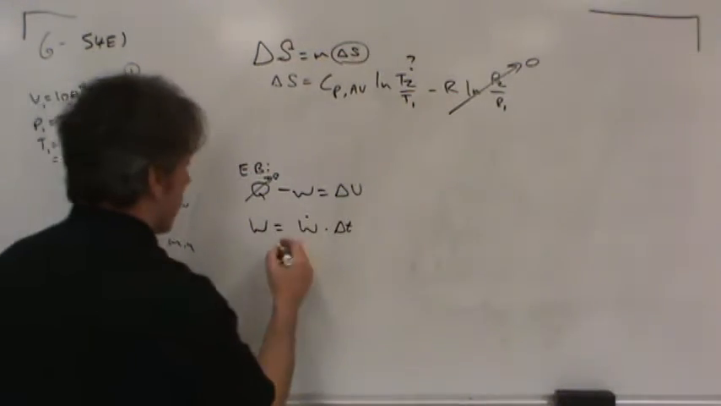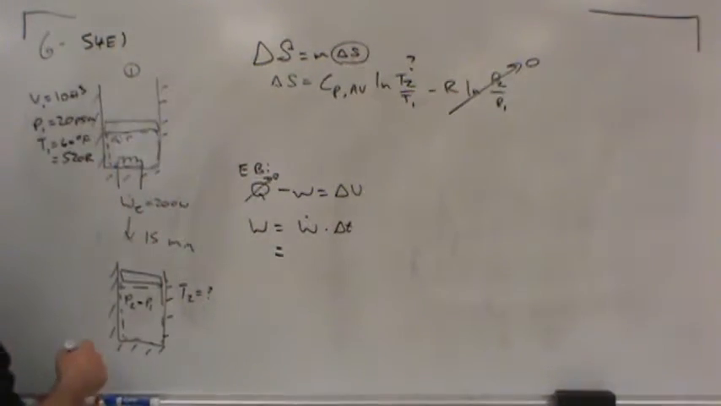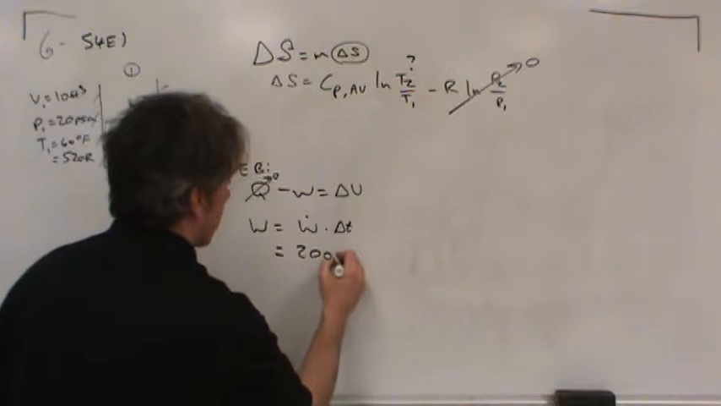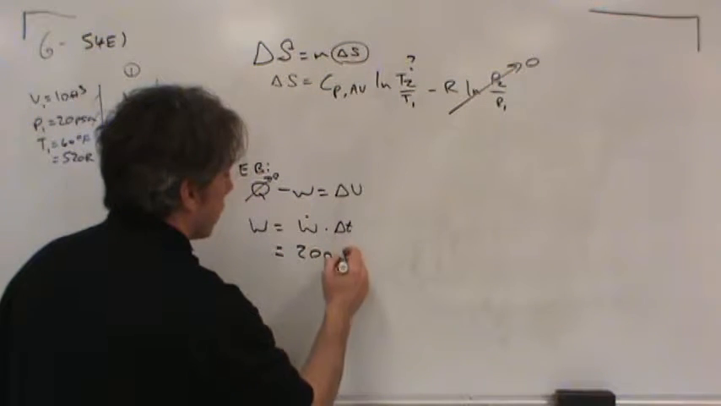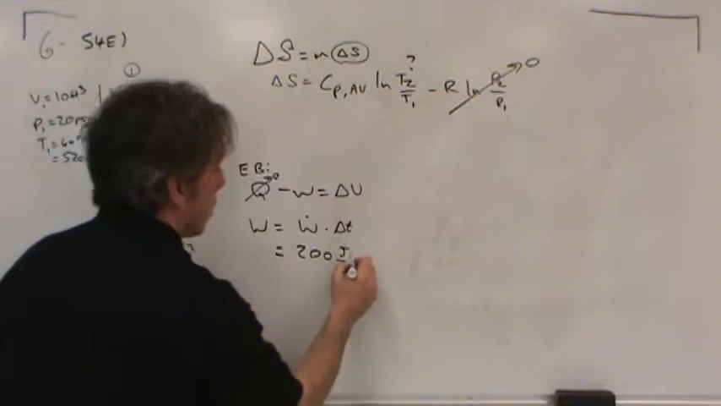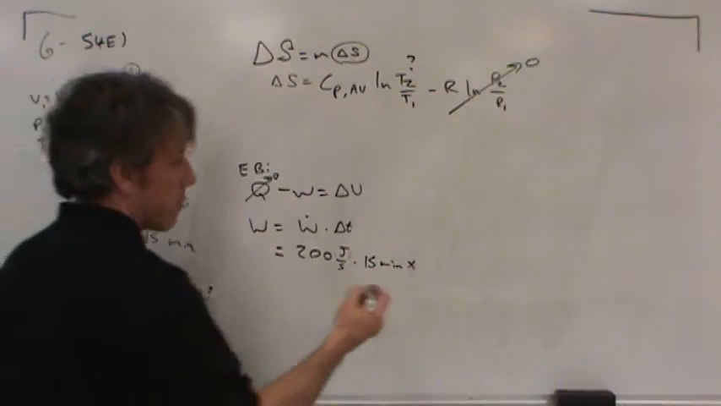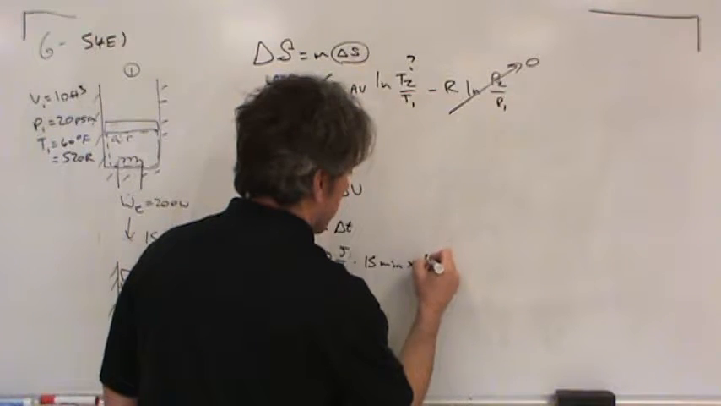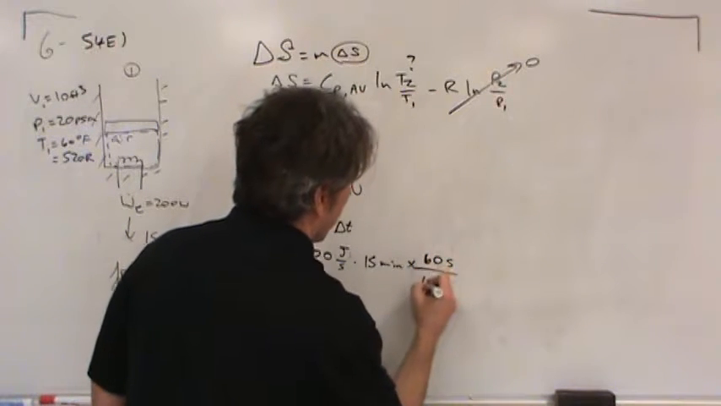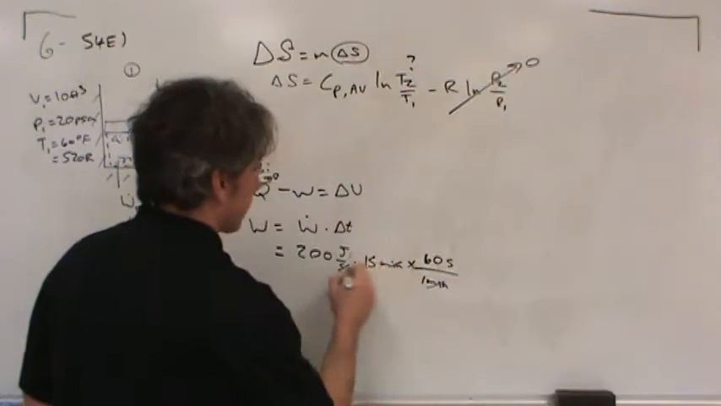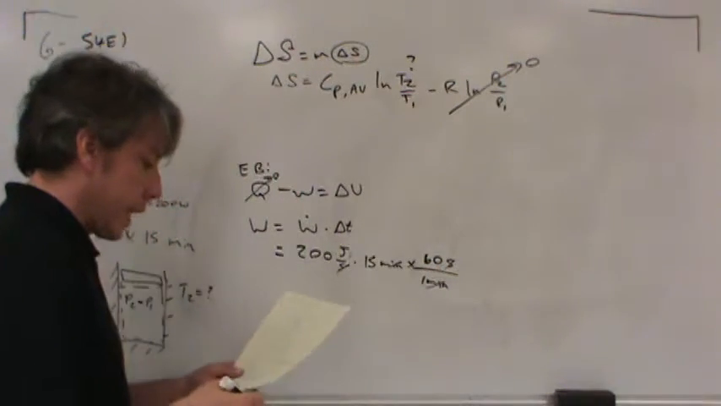Okay, so there's a dot. We have 15 minutes of time here. So 200 watts, which is 200 joules per second, multiplied by 15 minutes of time. Of course, we'll have to convert. There's 60 seconds per 1 minute. And of course, we'd like English units here.